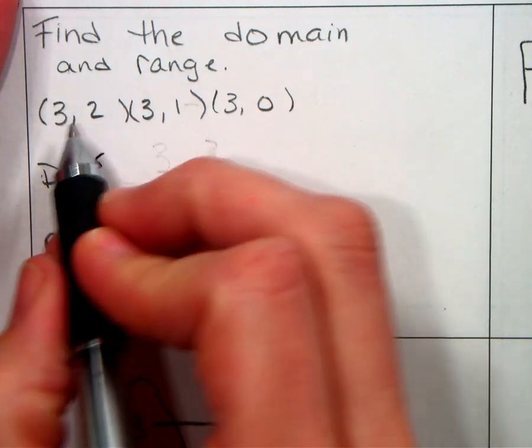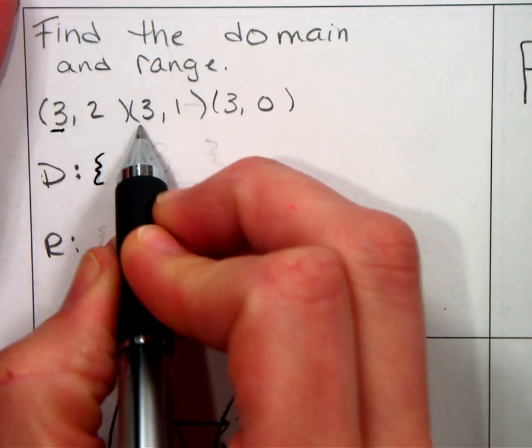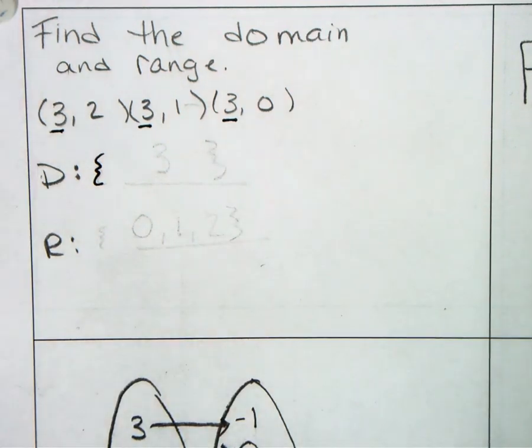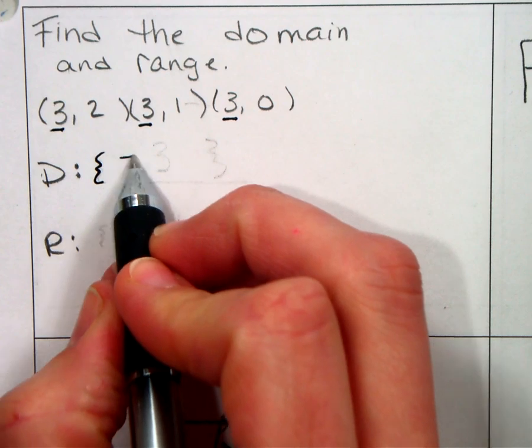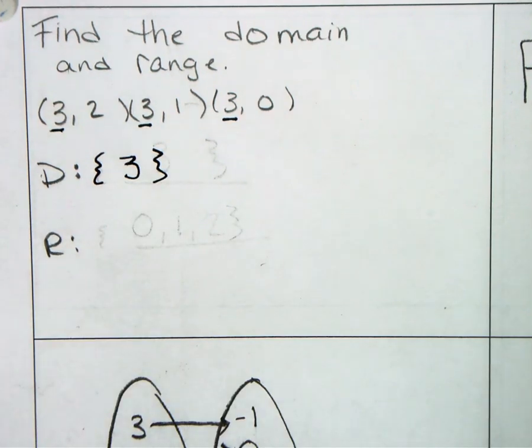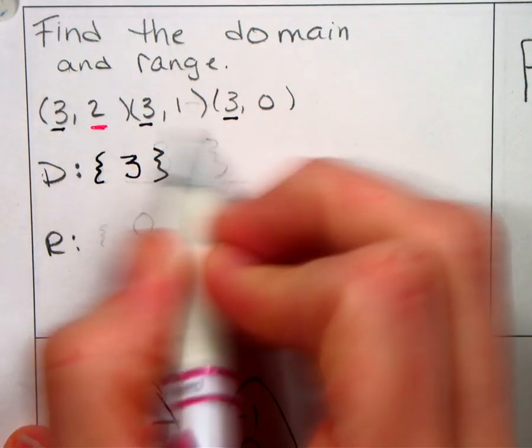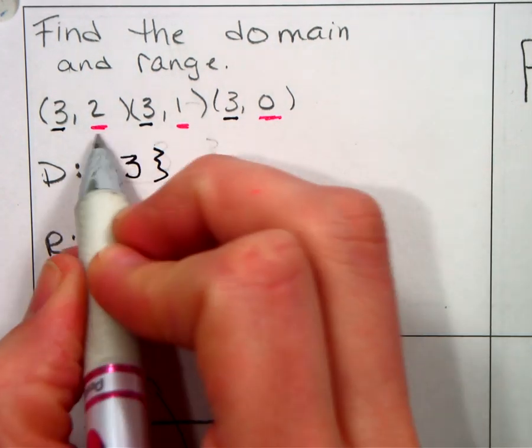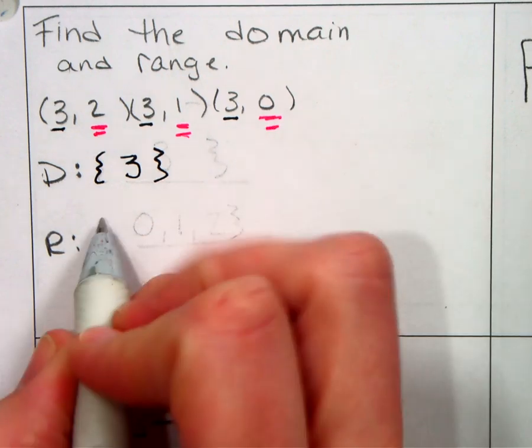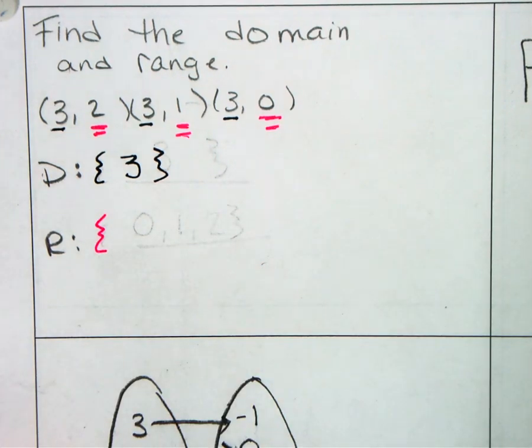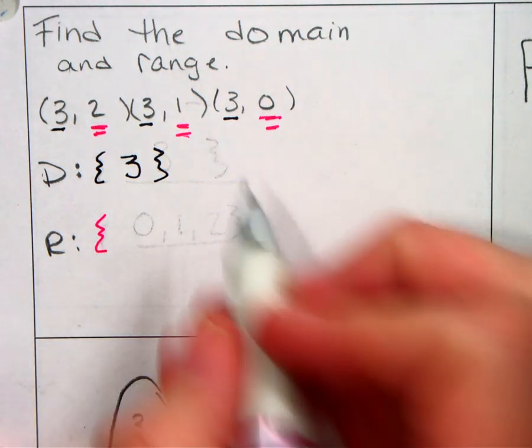So our domain is the first numbers in each. It's the X numbers. If they're all the same, all you have to write down is 3. That's it. So then in the range, switch colors here. The range is going to be the second numbers. But remember, you have to put them in order from smallest to biggest. And if they repeat, only write it once. They don't, so we don't have to worry about that.